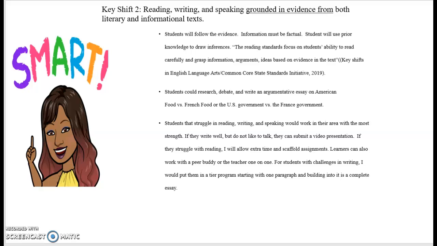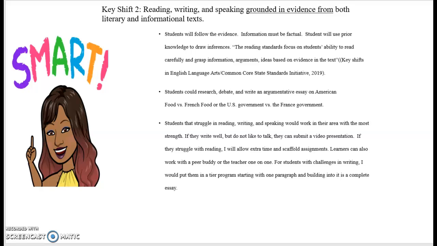Key shift 2: reading, writing, and speaking grounded in evidence for both literary and informational texts. Students will follow the evidence here. Students can read and compare two texts. The information must be factual. Students can use prior knowledge to help draw inferences. The reading standard focuses on students' ability to read carefully and grasp information, arguments, and ideas based solely on the evidence.